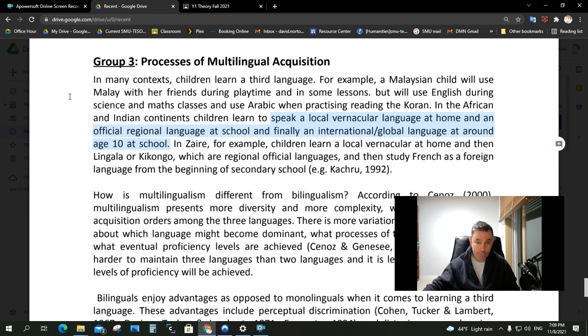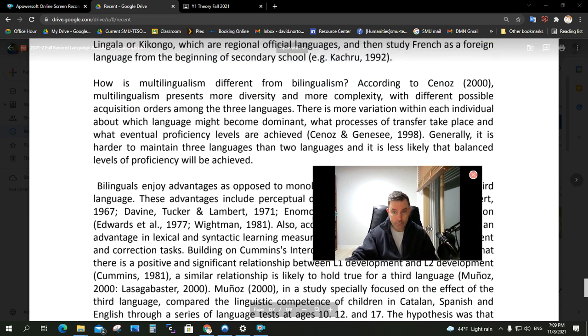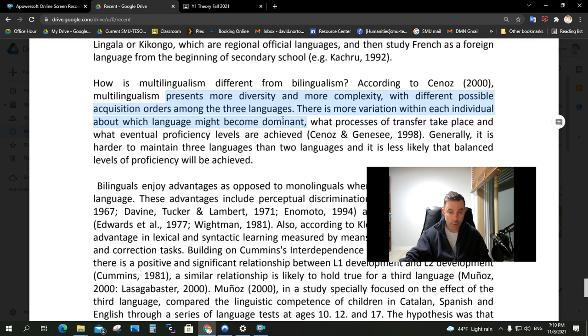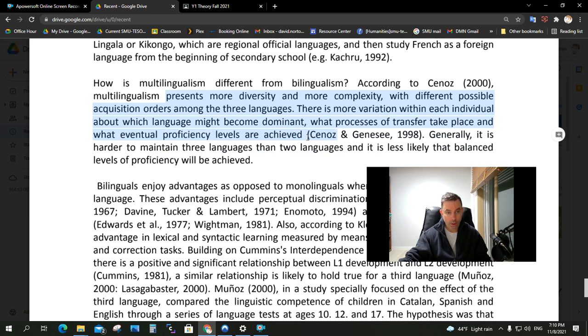So how is it different from bilingualism? According to Cenoz 2000, it presents more diversity and more complexity, with different possible acquisition orders among the 3 languages. And there's more variation within each individual about which language might become dominant, what processes of transfer take place, and what eventual proficiency levels are achieved. That's from Cenoz and Genesee 1998.